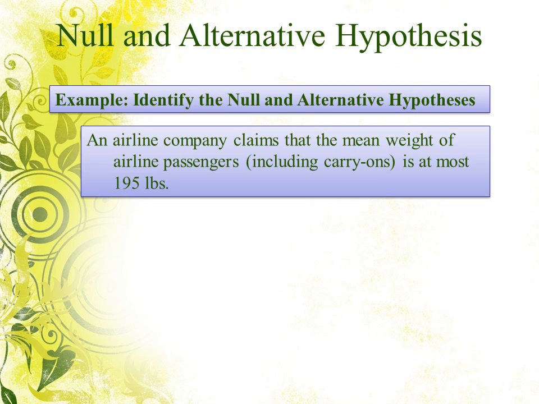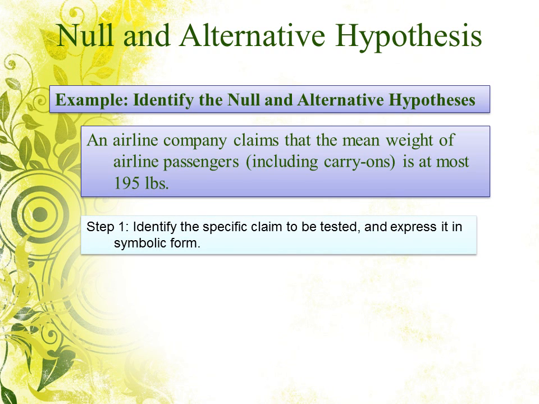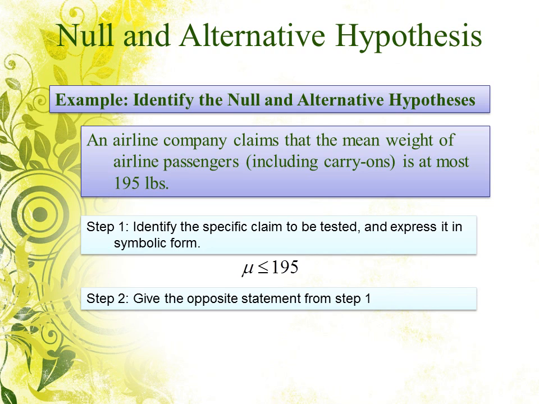So our claim is that the mean is less than or equal to 195, because at most means it can be up to 195, but it wouldn't be greater than. The opposite of our claim is simply that the mean is greater than 195. In other words, the opposite of less than or equal to is greater than.